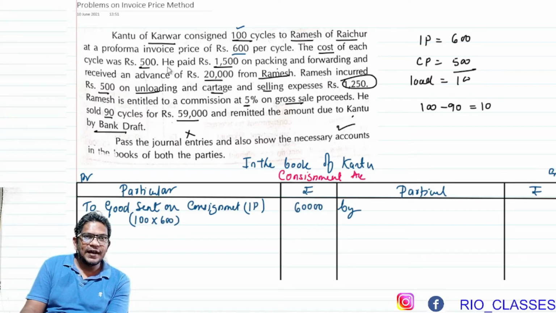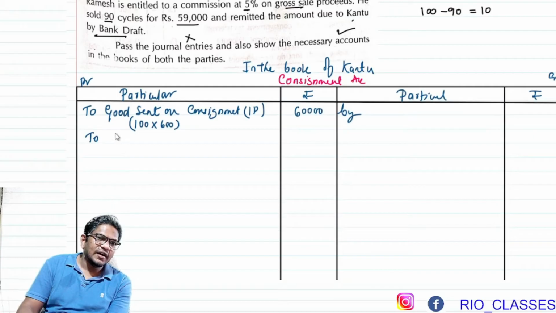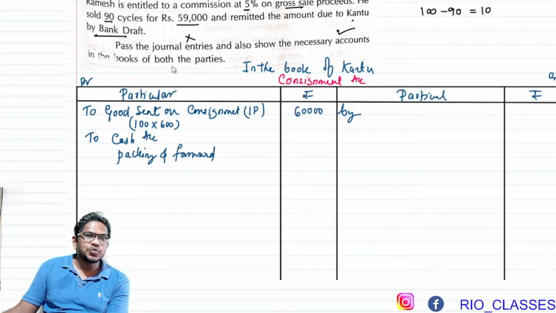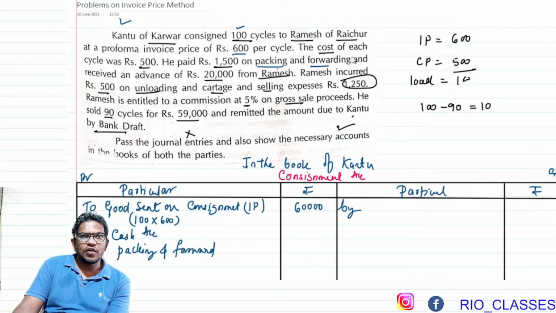Next, he paid. Who paid? Kantu paid 1,500 for packing and forwarding. I'll write it here, from the cash account. Packing and forwarding is 1,500. This is non-recurring expenditure. No problem, I'll write it here, 1,500. Okay, next he received an advance.